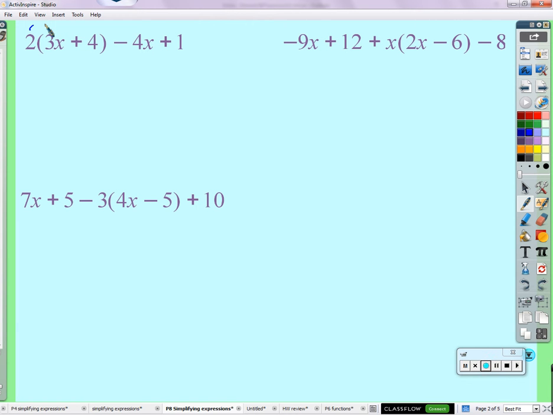All right, distributive property. 2 distributed to 3x, also to 4: 6x plus 8 minus 4x plus 1. 6x minus 4x is 2x, 8 plus 1 is 9, so 2x plus 9. Let's do this one next.